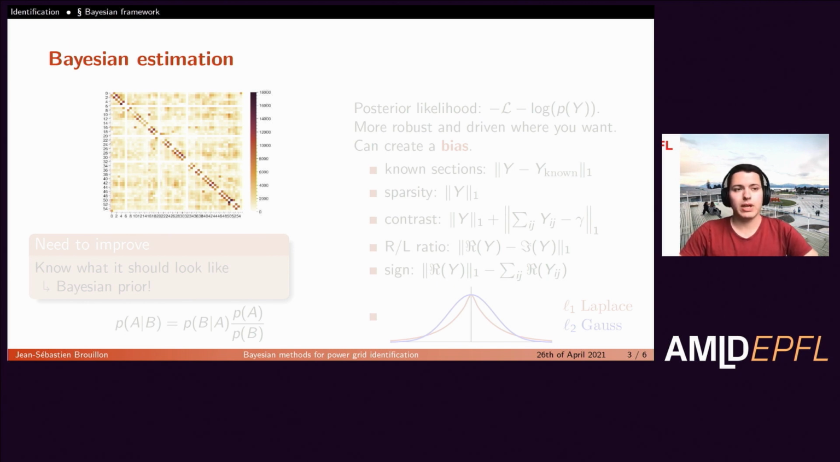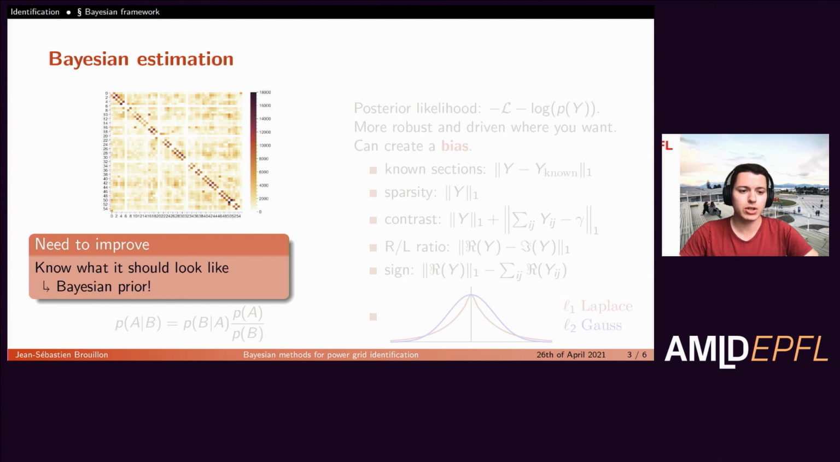To make use of this prior information, the most common framework is Bayesian estimation, which essentially allows you to enhance your estimation using the Bayes rule, which is shown at the bottom left.